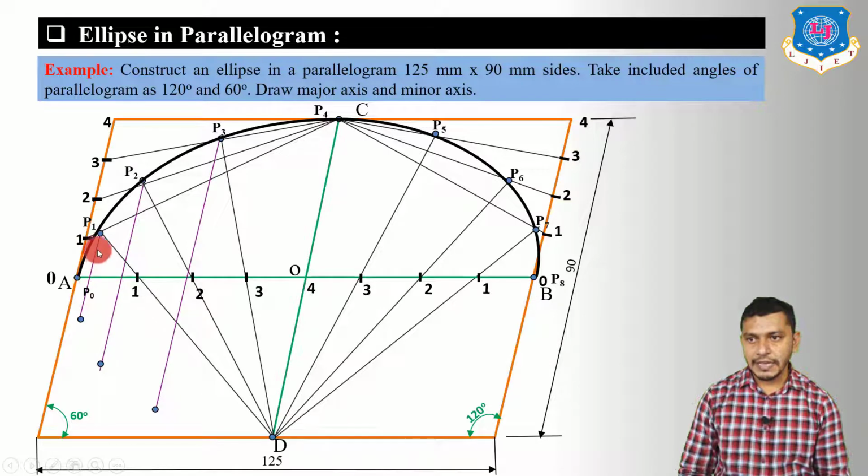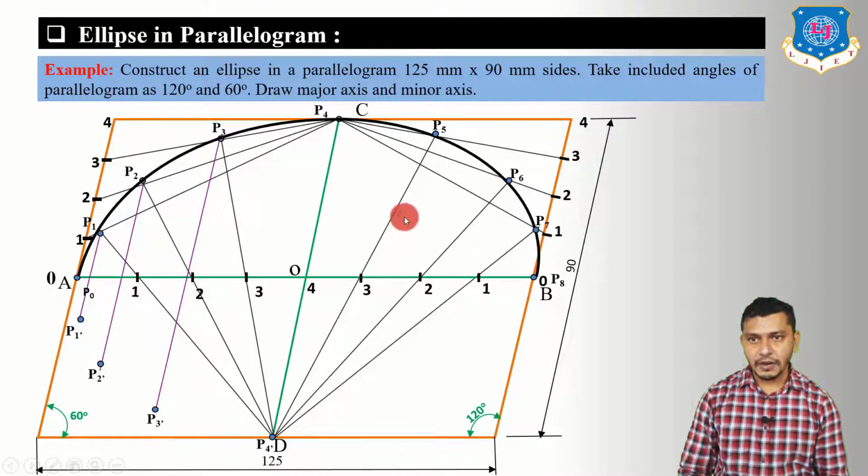Now what we have to do? We have to measure P1 point from this intersection point. Measure P1 and mark this point below. This will be our P1 dash. Now measure P2 from this intersection point. You can use the rounder. So measure this point P2 from this intersection point and mark the point at the same distance below the line AB over here. So this will be our P2 dash. Now measure this P3 from this intersection point. You can use the rounder again and mark the point at the same distance below the line AB over here. So this will be our P3 dash. Mark these points P1 dash, P2 dash, P3 dash, and this will be our P4 dash.